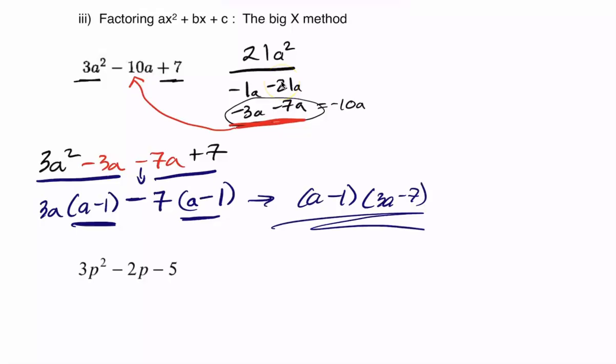And I used to hate the big X method. Now I kind of dig it. So I'm going to show you the big X method. It all hinges on the fact that we know that this is ax squared, this is bx, and this is c. So I'm going to show you the little formula right here.